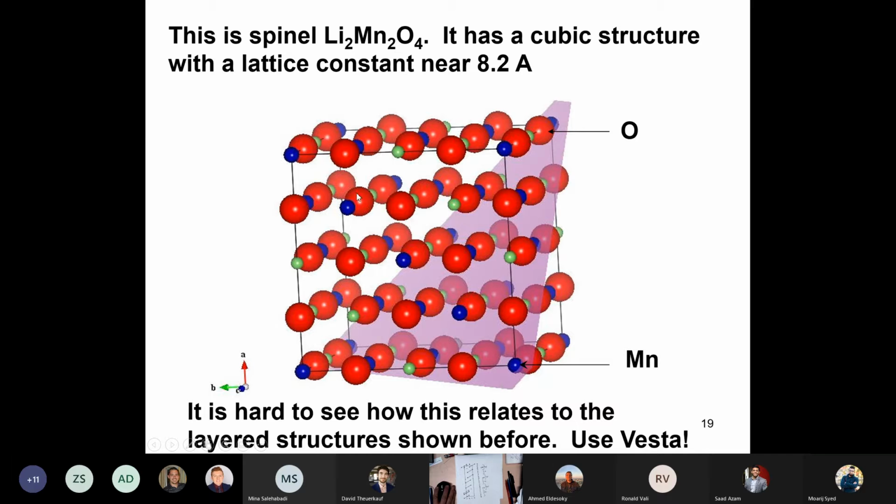And the thing is, when you look at a structure like this, which is what you'll find when you open a website online, you look at it and you say it bears no relation to the layered structures we've seen before. And the point is, it actually bears an incredibly close relationship to the layered structures we've seen before. So I'm going to use Vesta to try to show you in a minute or two how this works, okay? But first, I'll just show you some Vesta diagrams statically.